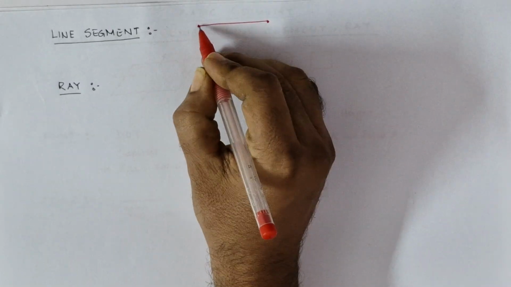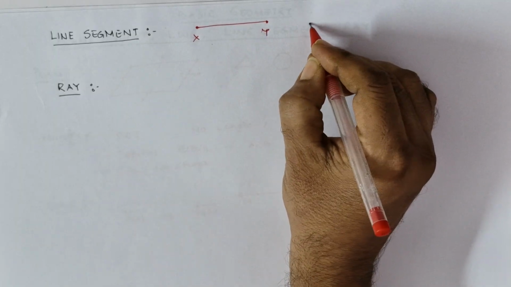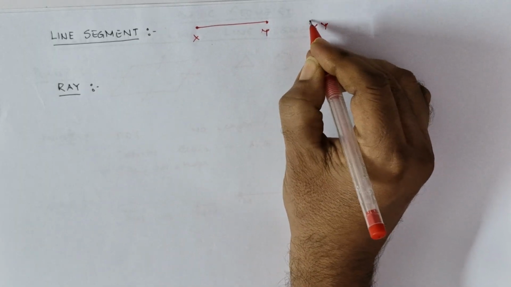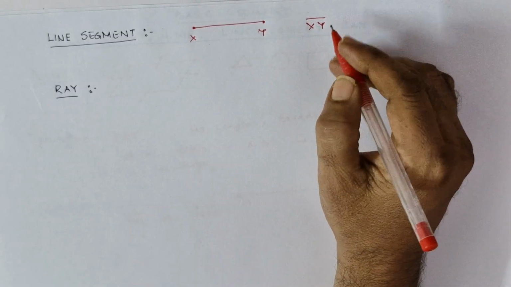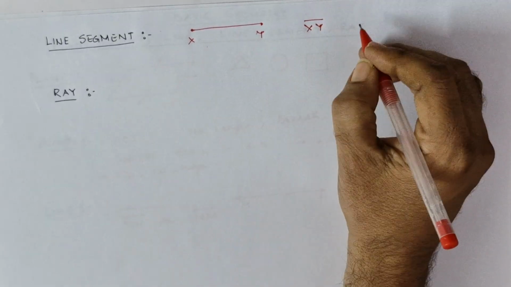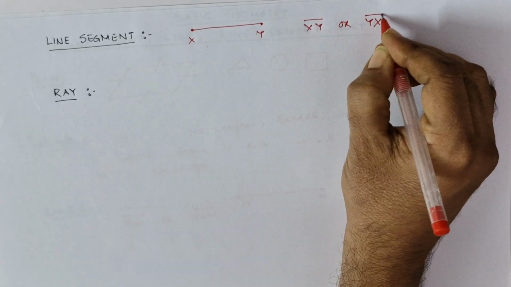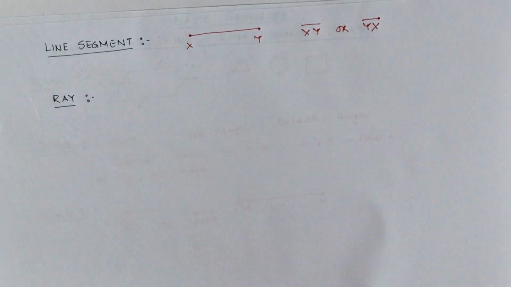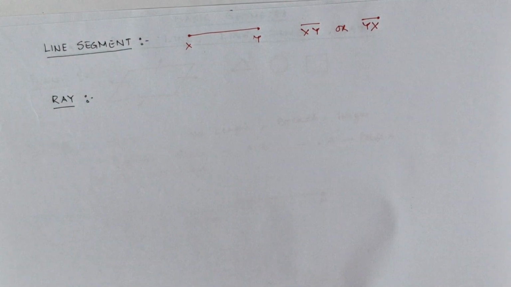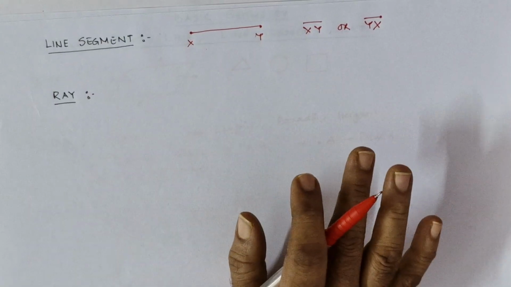Let's say two dots, X and Y. And what is the notation? The notation is XY. There is no arrowhead, to identify that this has a fixed length. We can designate it in this way or this way, YX or XY, just a small line without an arrowhead. So a line segment has a fixed length.